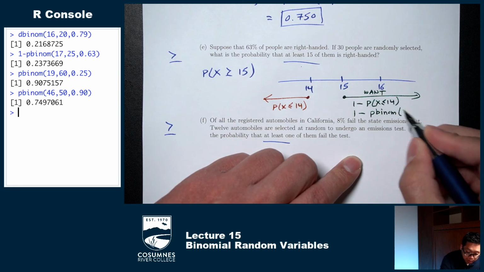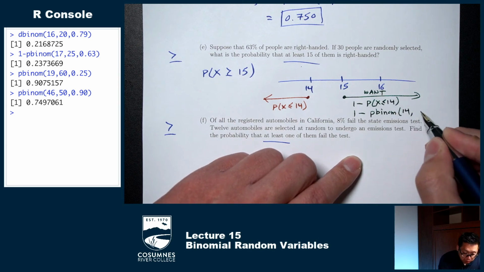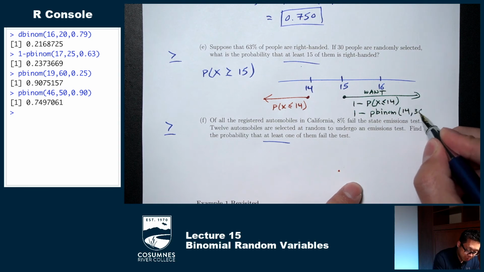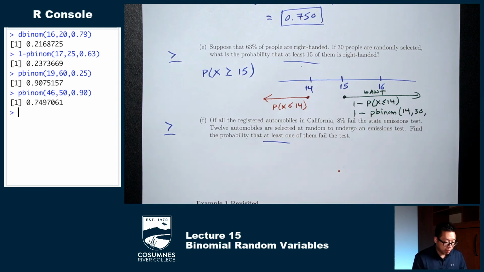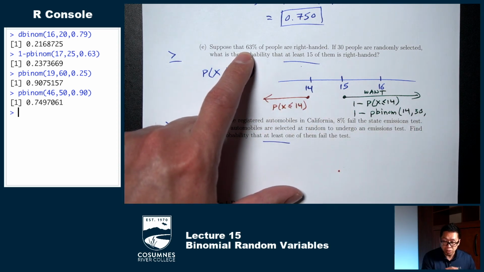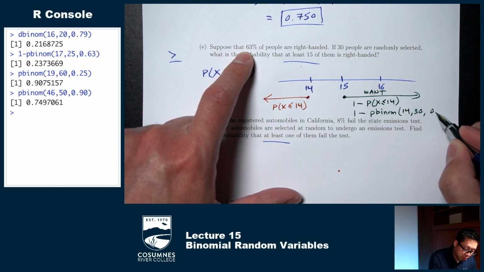Number of successes, that's the 14. Number of trials, that's going to be the bigger number, which is 30. Or in the case of people, it's the number of people that we're picking. Probability of success, that's the percent, but convert it to a decimal. So 63% as a decimal, 0.63.